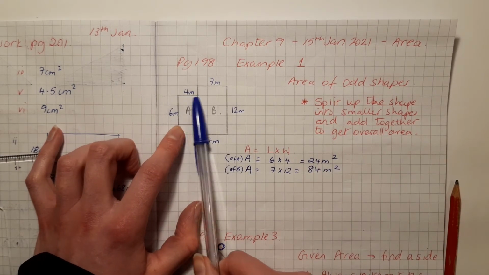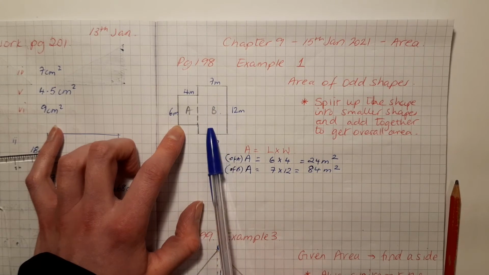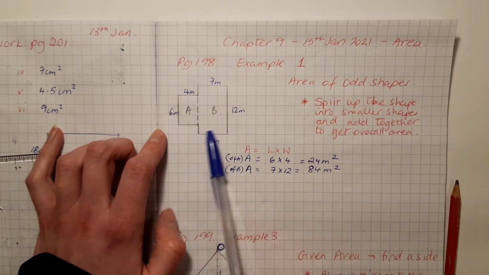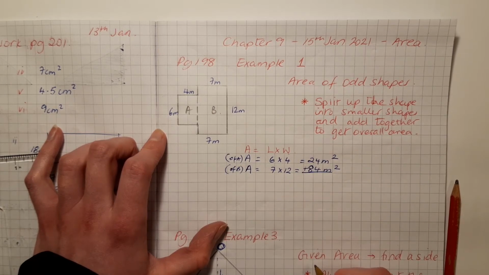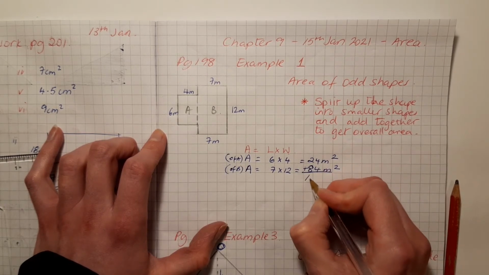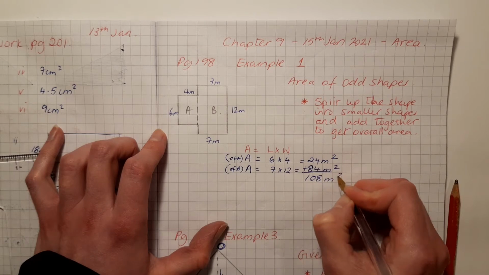So I've got the area of the small one and I've got the area of the big one. To get the total, we'll add them together. That means I'm adding the 24 and the 84 and I'm getting 108 meters squared.